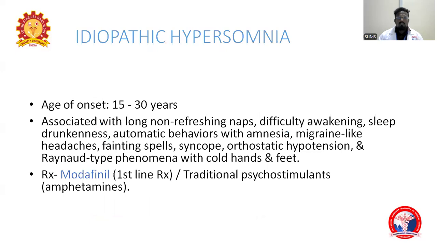Idiopathic hypersomnia usually has an age of onset of 15 to 30 years, associated with long non-refreshing naps, difficulty awakening, sleep drunkenness, automatic behavior with amnesia, migraine-like headaches, fainting spells, syncope, orthostatic hypotension, and Raynaud's-type phenomena with cold hands and feet. Usually the treatment is modafinil, usually 50 to 100 milligrams. Modafinil is the first line of treatment, or traditional psychostimulants like amphetamines can also be tried.